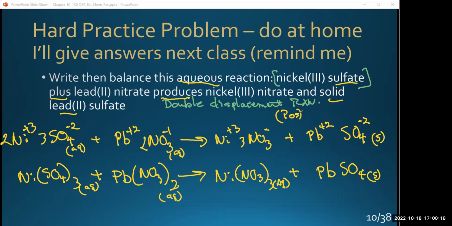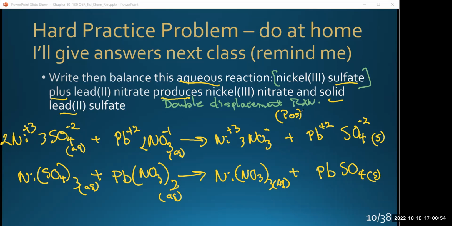A positive double displacement reaction means that of the products made, we're only concerned about the products. If one of them is insoluble as per the solubility rules, then we have a positive reaction. If both of the products are soluble, then we have no reaction. If at least one of them is insoluble, we have a positive reaction, okay?